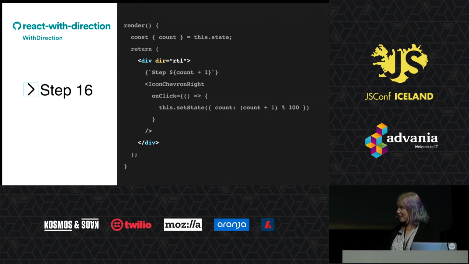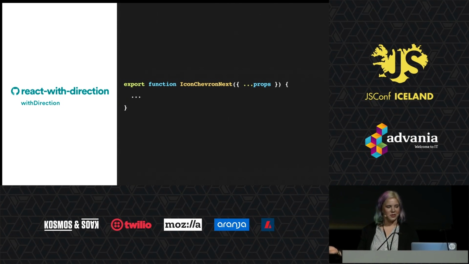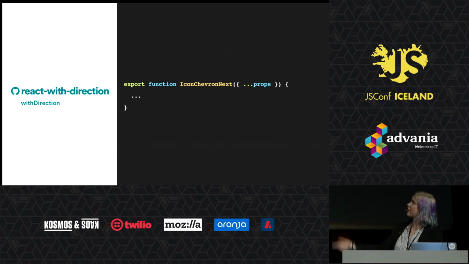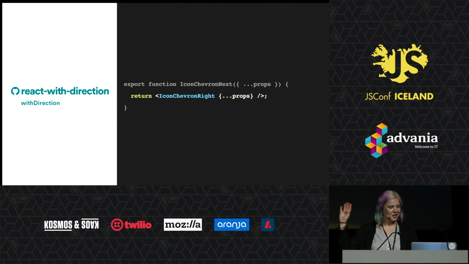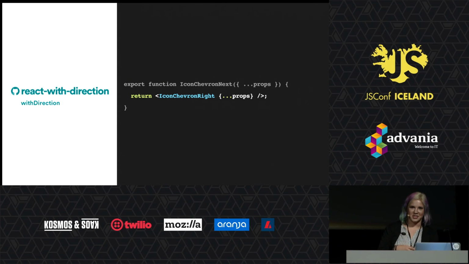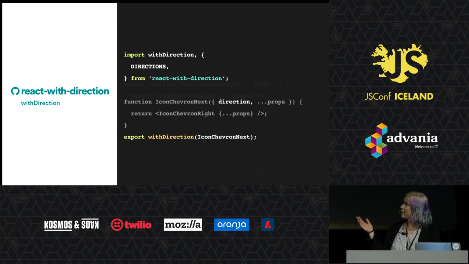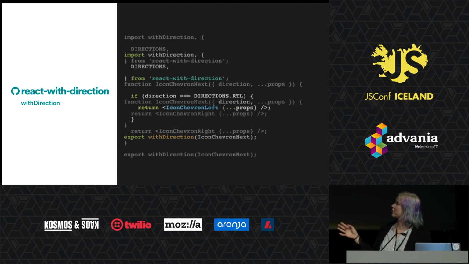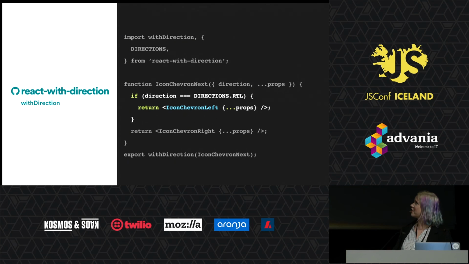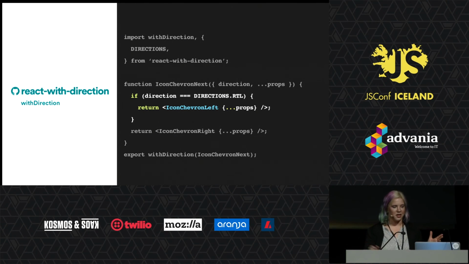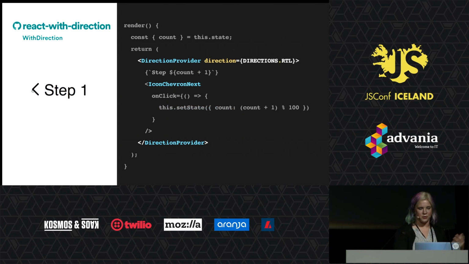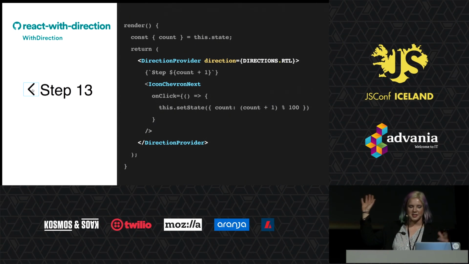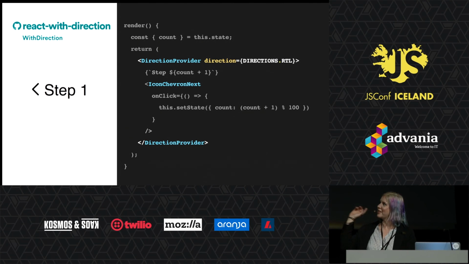And if we want to solve this in a reusable way, we'd want to create a direction-aware icon. Let's call it icon chevron next. By default, it returns the icon pointing to the right. But if we wrap it in with direction, we'll get access to that directional context, and we can return a left icon in the RTL context. So this, of course, changes the game. If we reference this new and improved icon and set a direction provider at the top, we can easily have a stepper that works in every language with no problem.